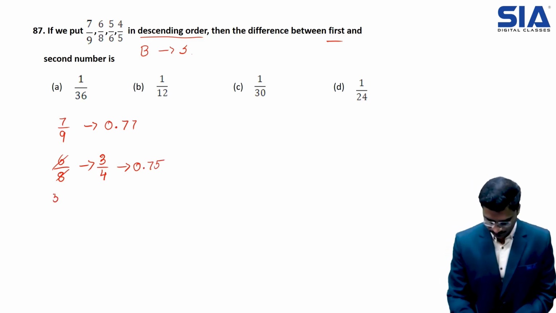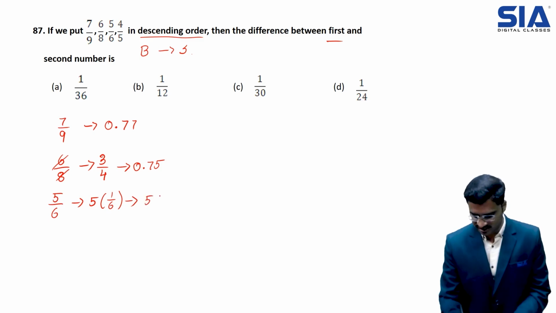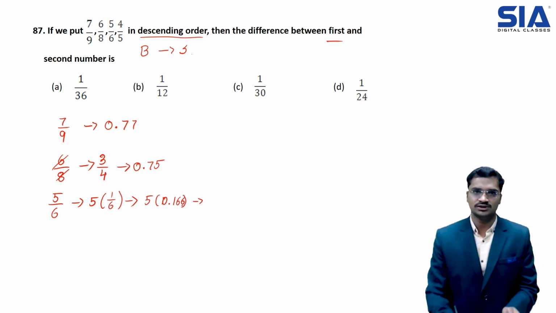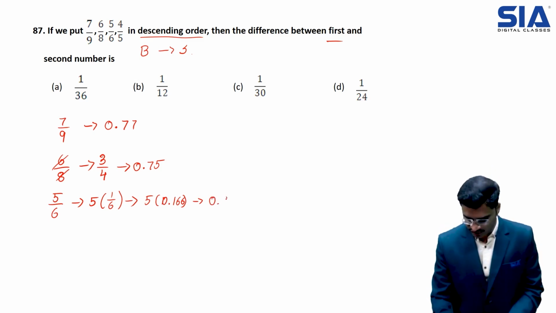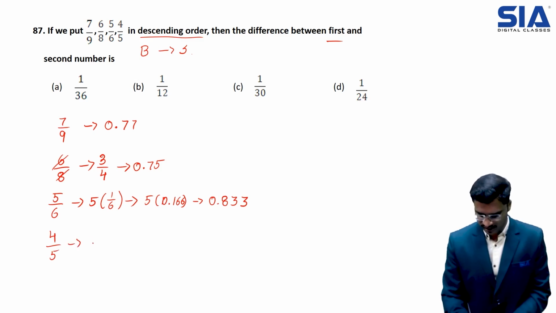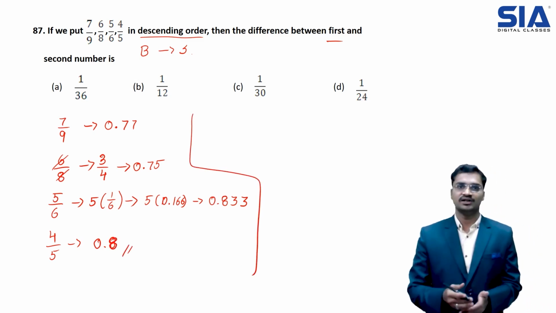In the same way, 5 by 6 can be written as 5 into 1 by 6, and the value of 1 by 6 is 0.166. After multiplying by 5, I am getting 0.833 and so on. And the last one is 4 by 5, whose value is 0.8. So I have converted the fractions into decimals.